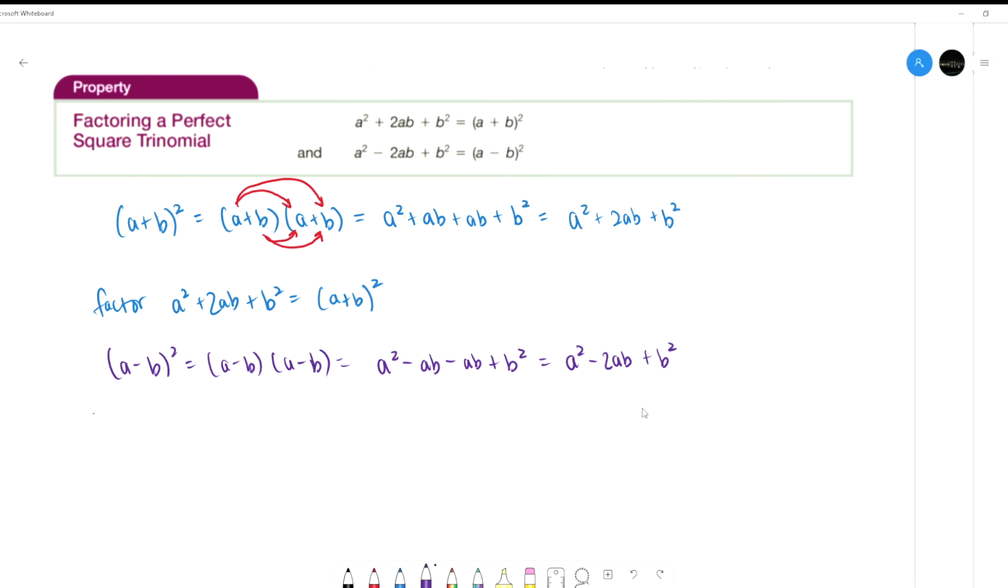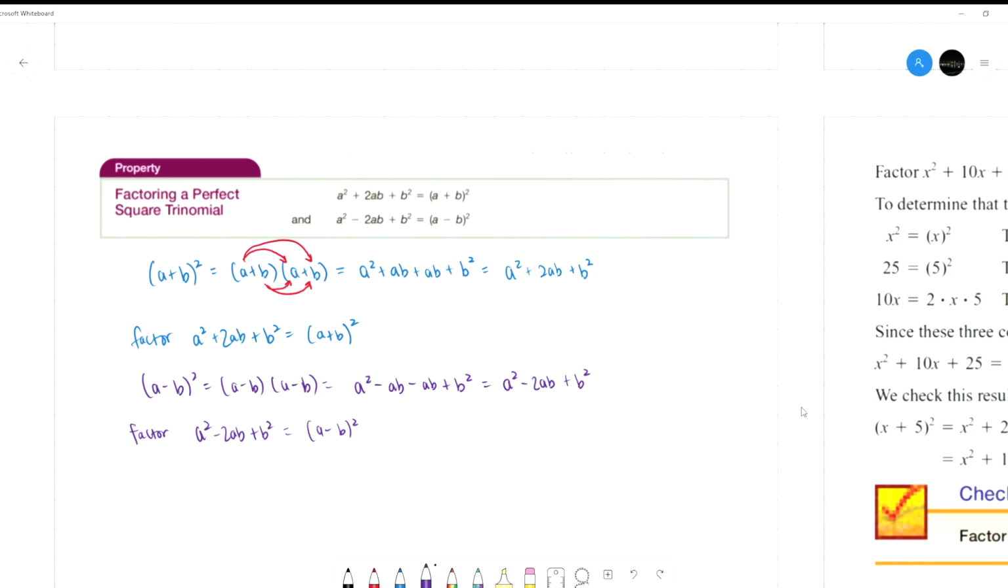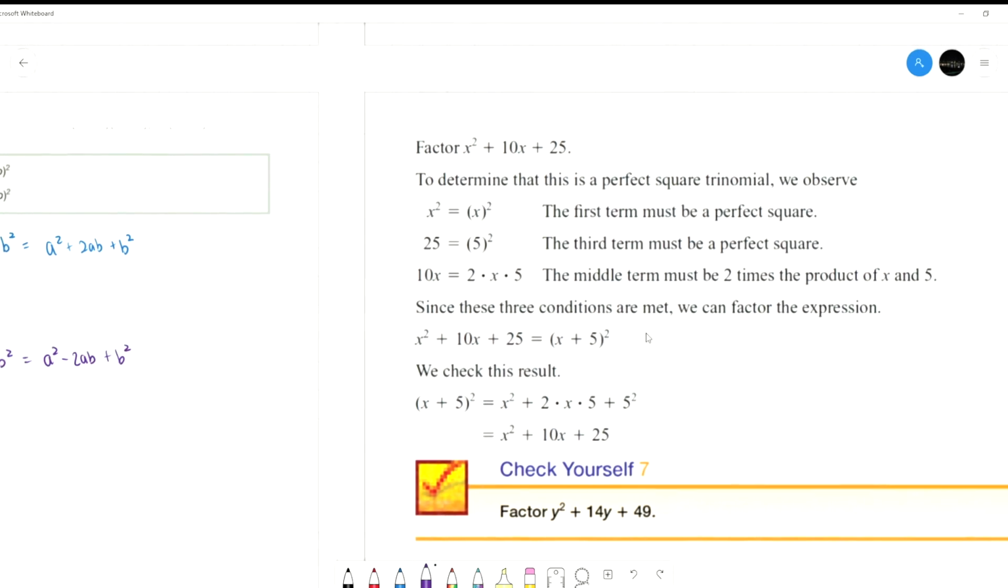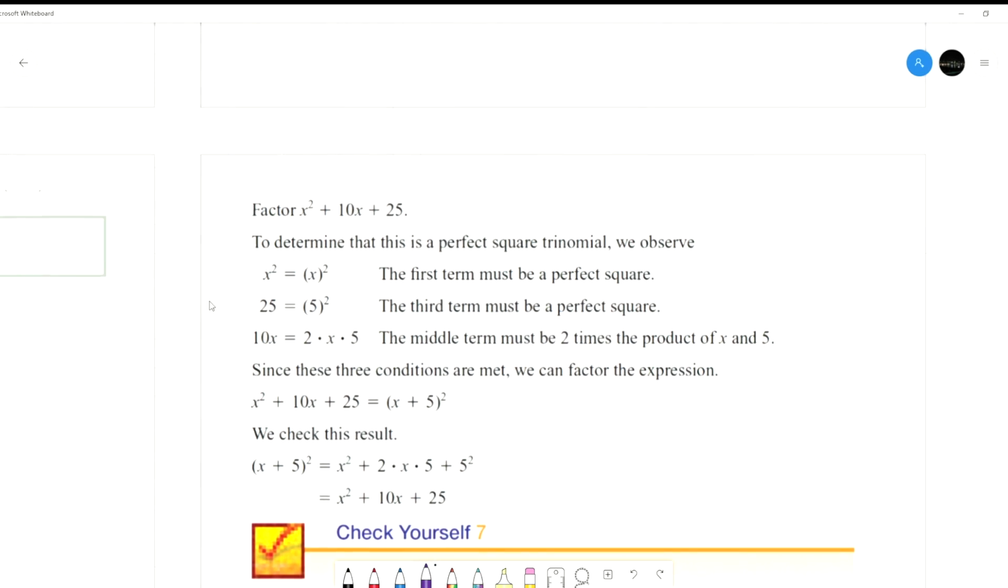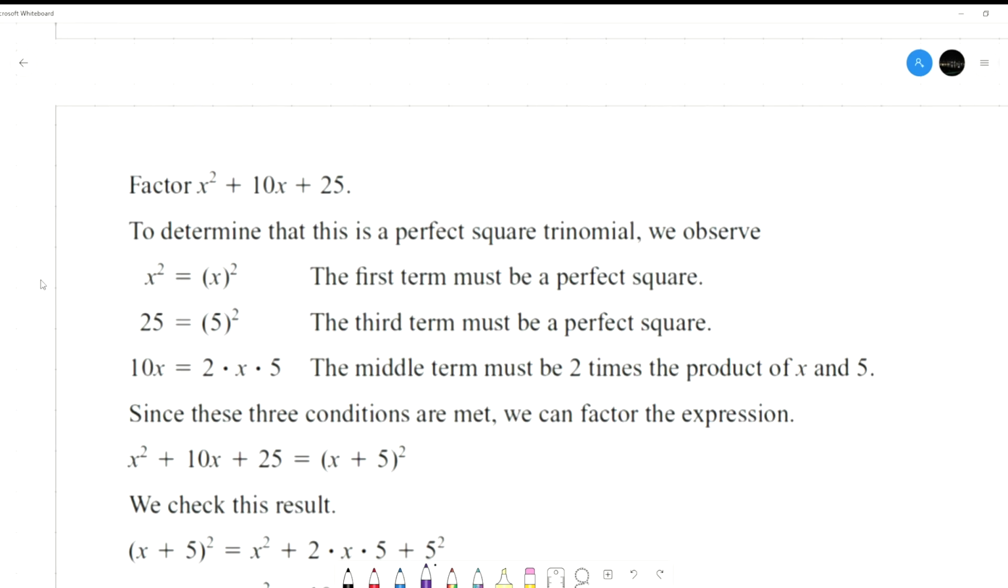So if we were to get a factoring problem where it's A squared minus 2AB plus B squared, right? This would always factor into A minus B in parentheses squared. Okay, so I know using all these variables here, it's not as easy to understand. So let's take a look at an example with some numbers, like this one right here.